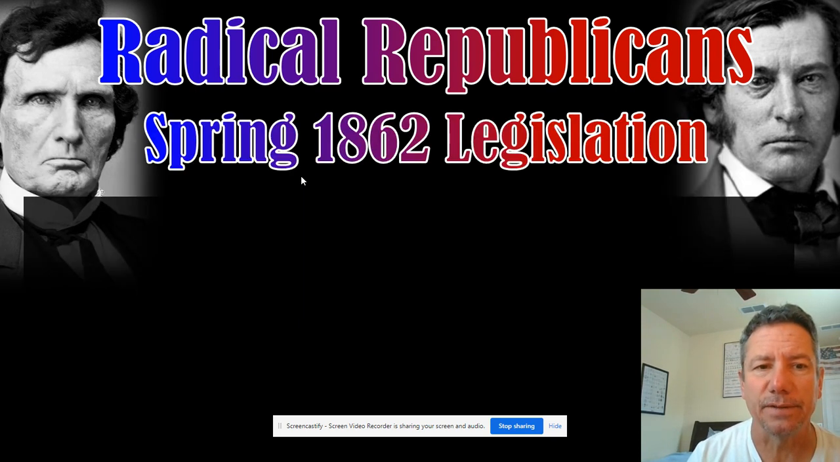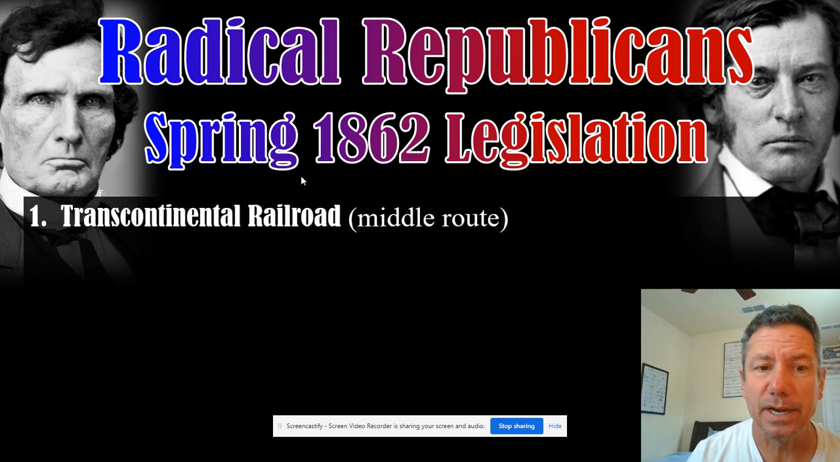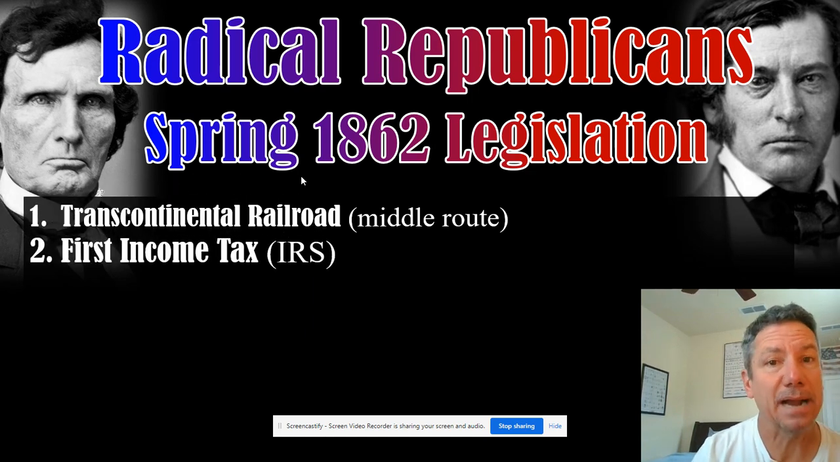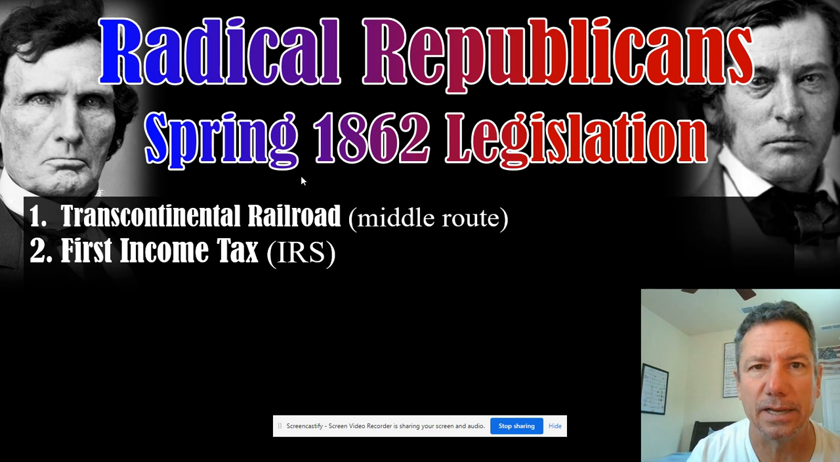But they also had a whole bunch of other stuff they were trying to do, if you remember. They were trying to get a Transcontinental Railroad. They got it in 1862. It'll get started after this war is going along. And then they're going to get their first income tax. That's going to come back later on as the 16th Amendment passed in 1912, effective 1913. Only the top 1% or so actually got taxed at first.